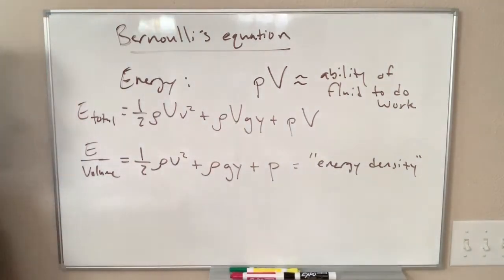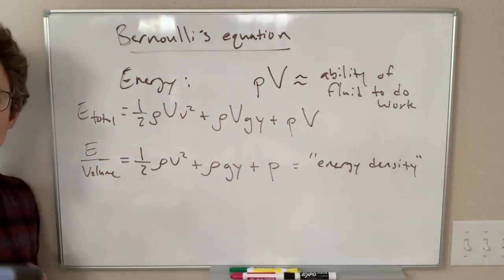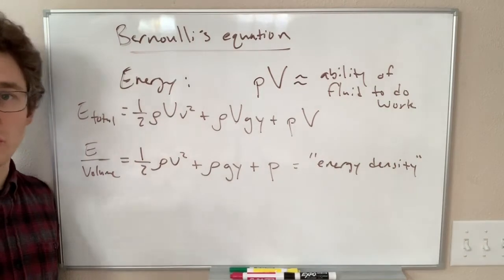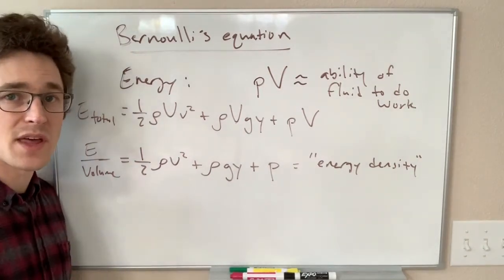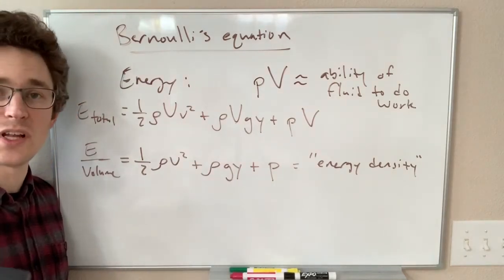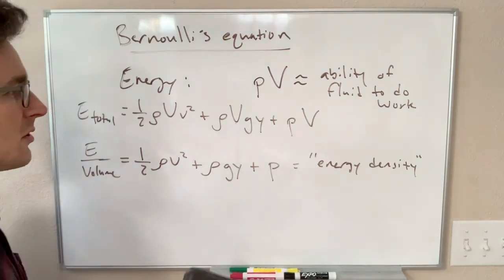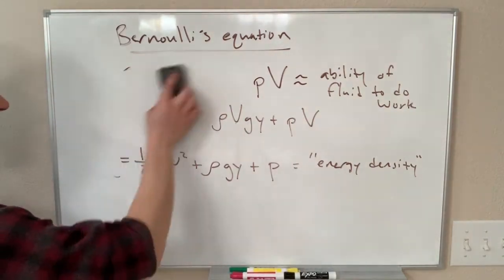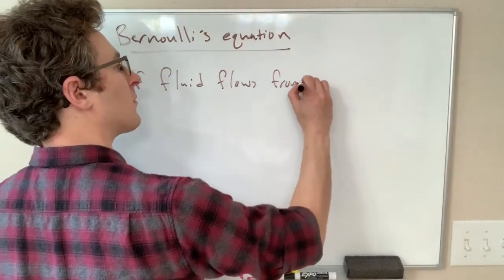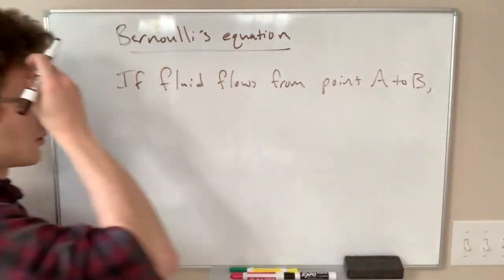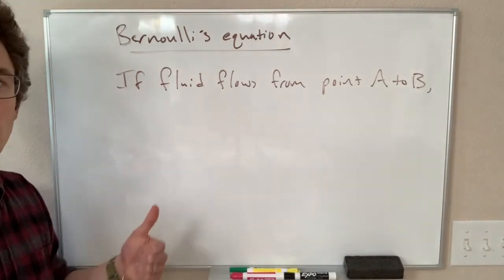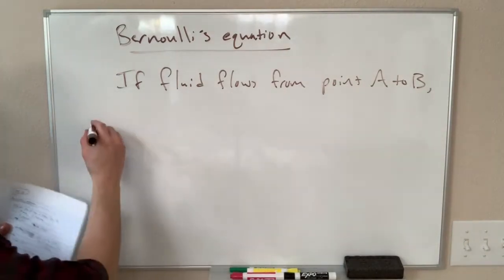Bernoulli's equation is the statement that if our fluid has this energy density and our fluid flows from point A to point B, conservation of energy says that the value of this energy density cannot change as our fluid flows if we're going to have energy be conserved. If our fluid flows from point A to point B, the initial energy density at point A equals the energy density at point B. We can write that like this.